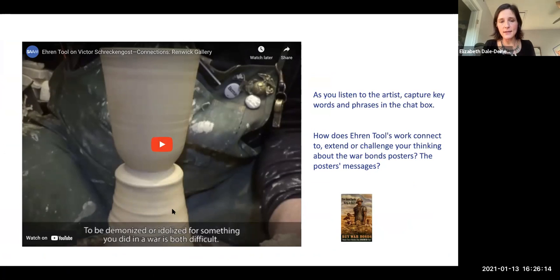So as you see on the right side, I'm going to invite you to just catch words or phrases. So we'll take a collective note taking in the chat box. And then once we are done with the video, so don't worry about the question at the bottom there, we're going to start to think about how does the content of the video connect to or challenge what we've talked about so far. So let's see what happens when I push the button.